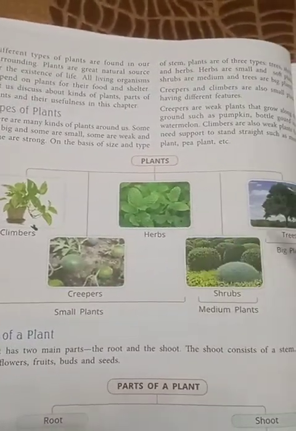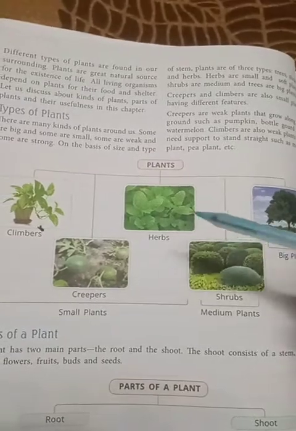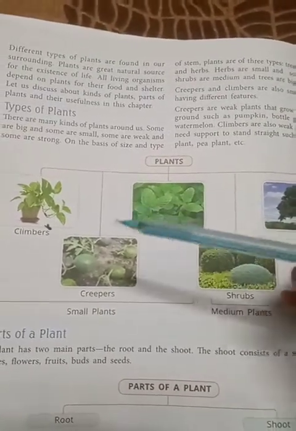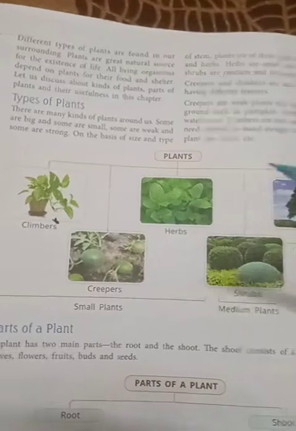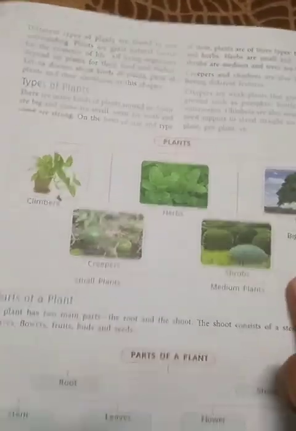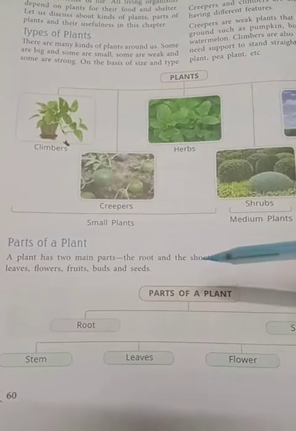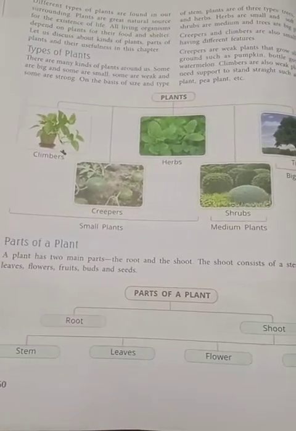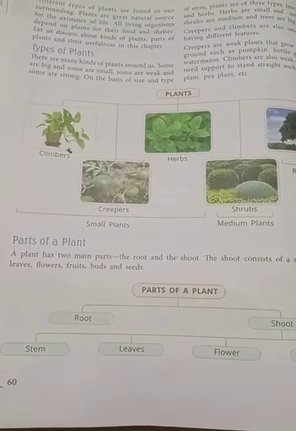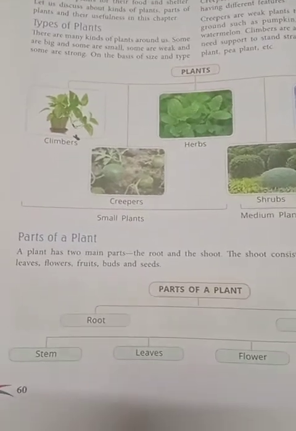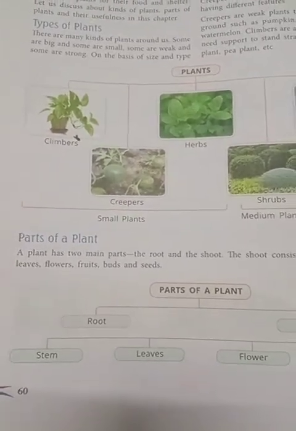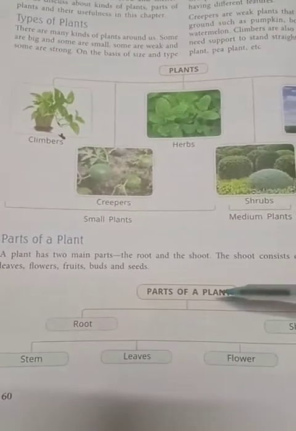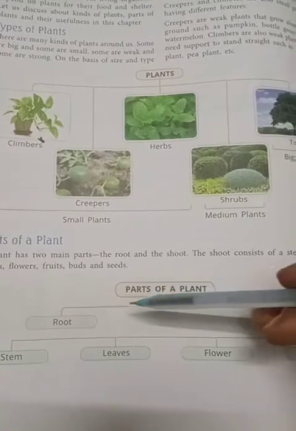Do you understand the types of plants: climber, creeper, herbs, tree? Mainly three types: herbs, shrubs and trees. Climbers and creepers are also types. Now the next point is the parts of the plant. Like our body parts, plants also have parts and their different functions. उसके भी functions different रहते हैं.